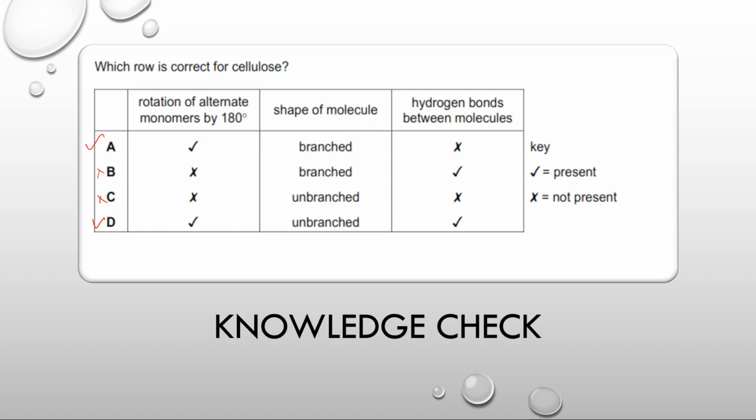Shape of molecule. Is it branched? No, cellulose is unbranched. So that means D is leading now. Hydrogen bond between molecules, yes. So the answer is D.